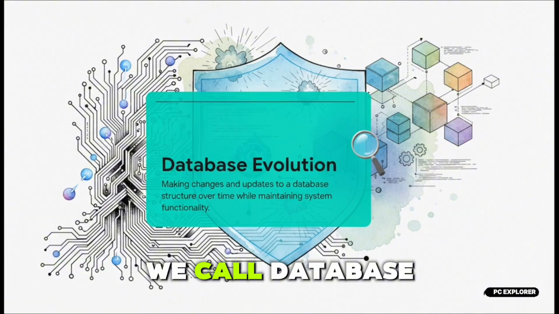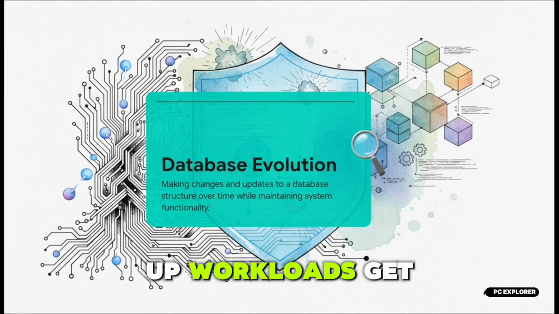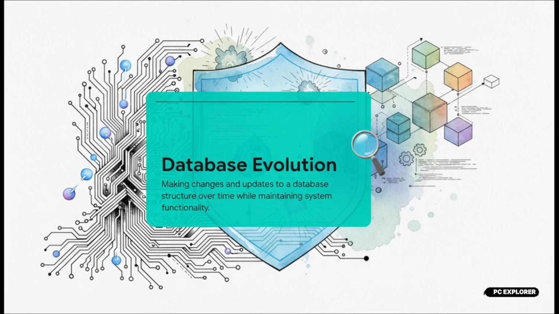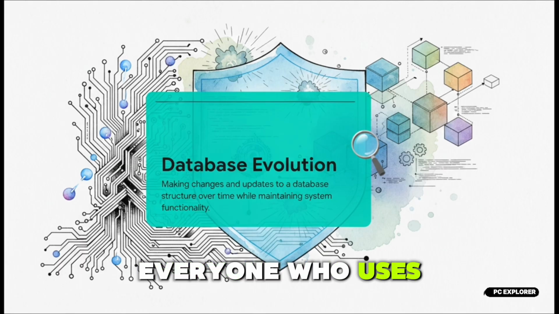This is what we call database evolution. Because, let's be real, businesses are never static. New requirements pop up, workloads get heavier, and technology changes. The database has to be continuously monitored, maintained, and updated to meet all these new demands, all while making sure the data inside stays safe and the system keeps working for everyone who uses it.